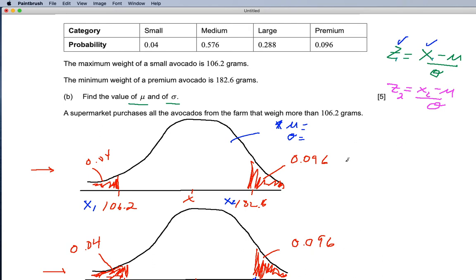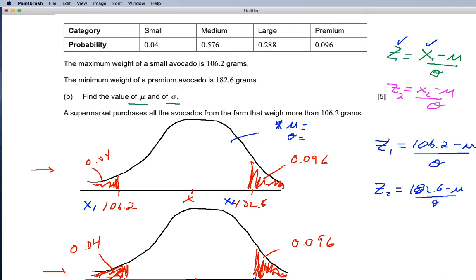And now what I can do is start creating my formulas here. So my z1, I don't know it yet. I'm going to show you how to find that in a moment. My x1 is 106.2, subtract my mean, over my standard deviation. And I'm going to have my z2 underneath that. And of course, my x value that goes with my z2 is 182.6 minus the same mean over the standard deviation.